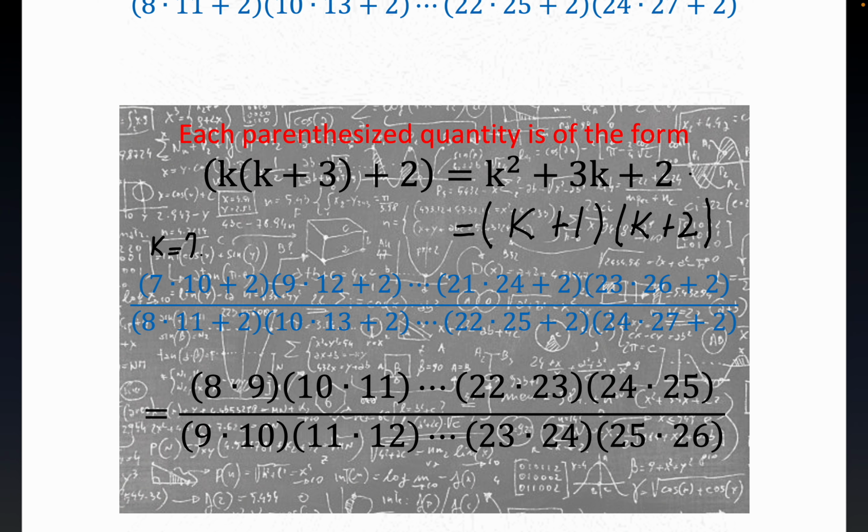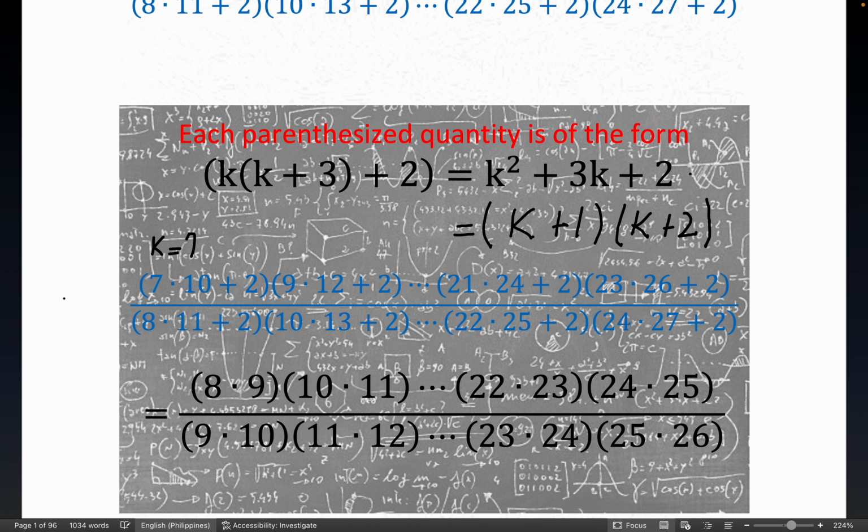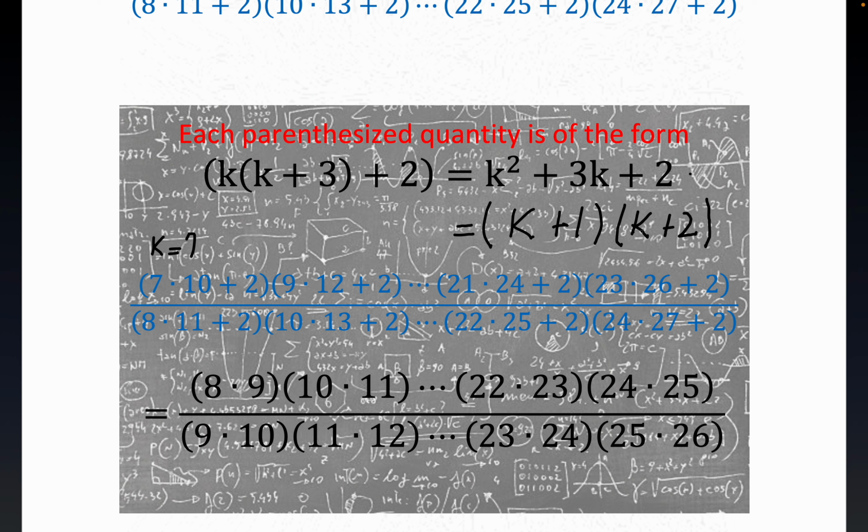But notice, because of this identity here, k plus 1 times k plus 2, that's what we get right here. This would be k plus 1. K plus 1 times k plus 2. Squeeze it in there. Okay? So all the way, every single factor, numerator and denominator, is in this form. So notice we get a very nice result here. You can see kind of diagonally here how we get cancellation.